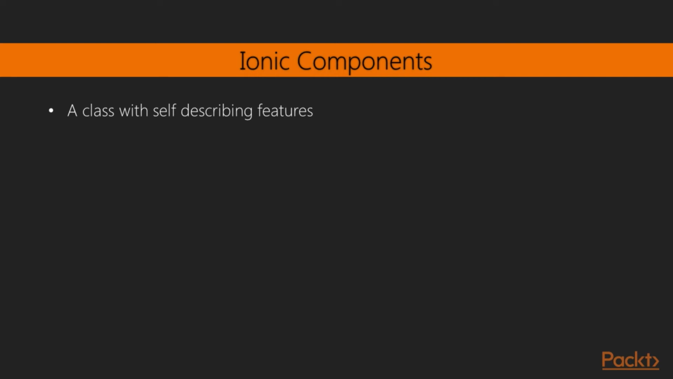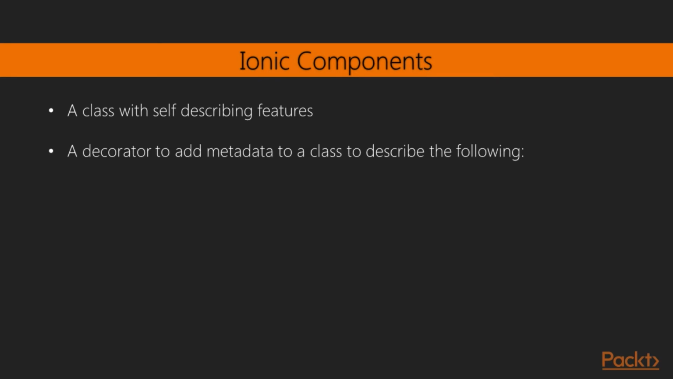For example, UL is a component that you're already familiar with. Previously, we've used various Ionic components such as ion-list and ion-item. A component is a decorator, that is, @Component, to add metadata to a class to describe the following.